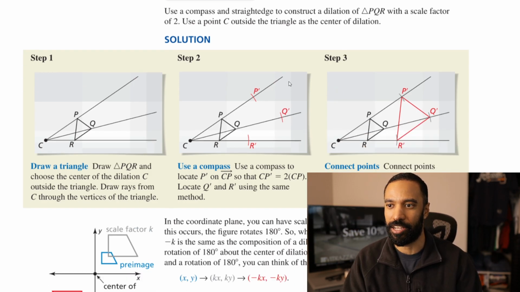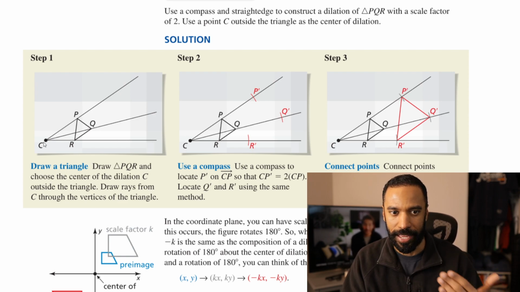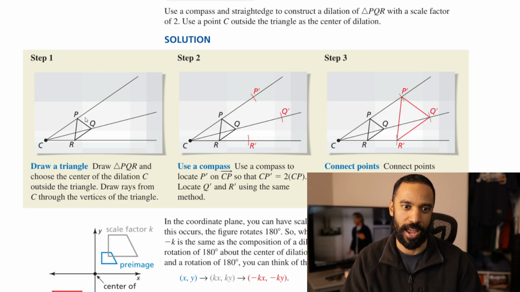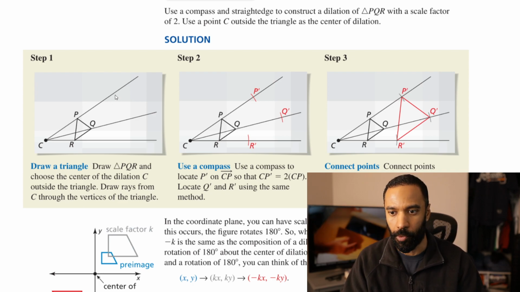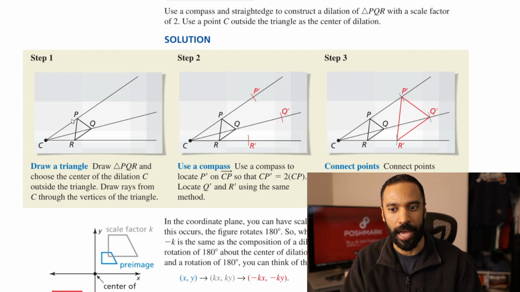To construct a dilation, it's pretty straightforward. Remember, you cast a shadow outward, you draw the lines through these points. Somewhere on this line for CP, or this ray, will exist P prime, somewhere. Whatever the scale factor is. If the scale factor is 2, we're going to deal with that, but it's twice as far out. And Q prime is twice as far out, R to R prime is twice as far out.